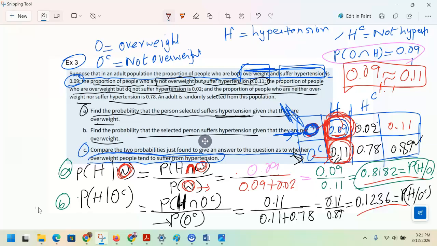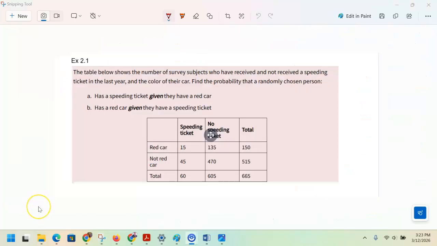This answer shows us that if you are overweight, then the chance that you'll be suffering from hypertension is 0.82. And if you are not overweight, then the chance of suffering from hypertension is very low. It means almost 8 times more. 0.8 is a large number, 0.1 is a very small number. So that's the understanding of this formula problem.